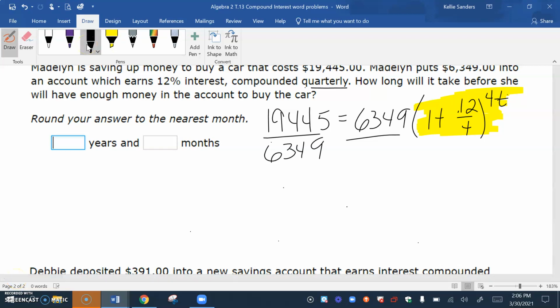Okay, let's start this one back. Let's start this one over.